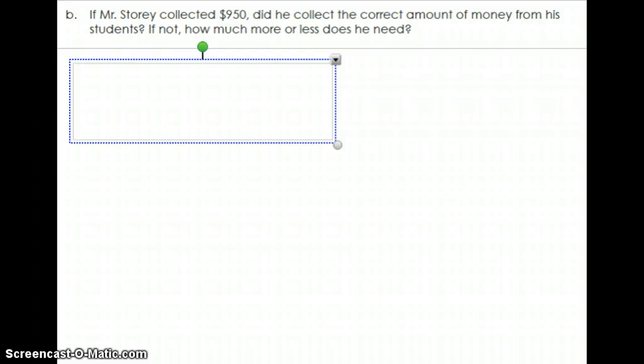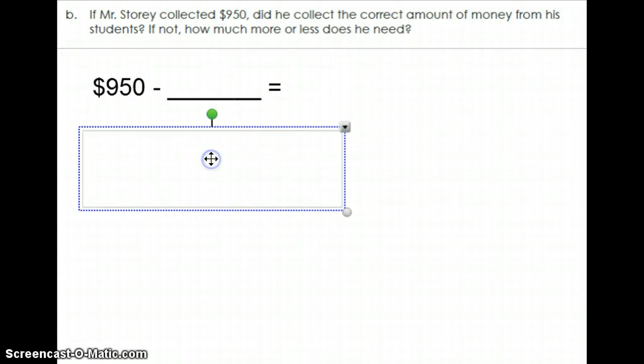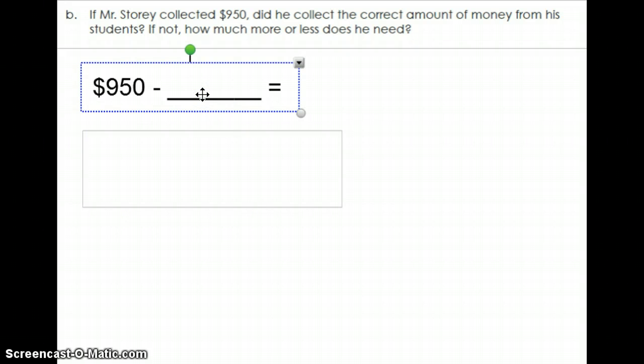For number 2, once you have your total in part A, it asks: if he's collected $950, did he collect the correct amount of money from his students? You'll take the $950 that he collected and subtract it from the amount he needs. This can either be a negative or a positive amount.